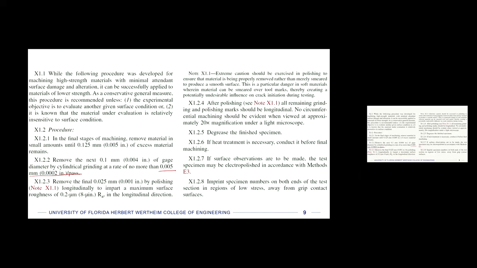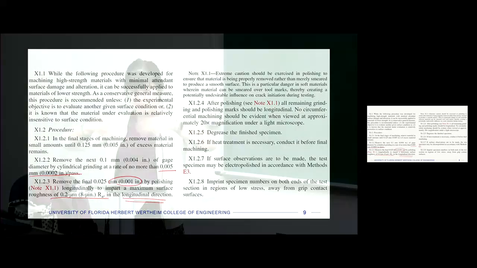And it tells you, remove the final thousandth of an inch, or quarter of a tenth of a millimeter, by polishing longitudinally to impart a maximum surface roughness of, then they give a number there, in the longitudinal direction, okay? And I'll come back to that in a moment. But it even tells you an example of how we finished the machining. So there are actually one machining step and two finishing steps to prepare the surface of this sample.